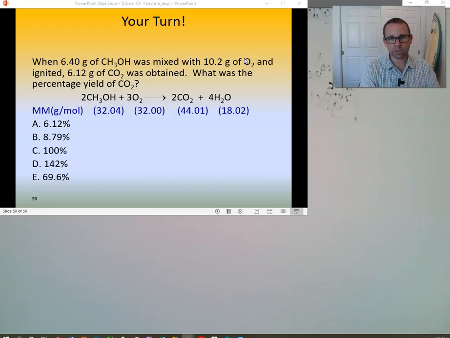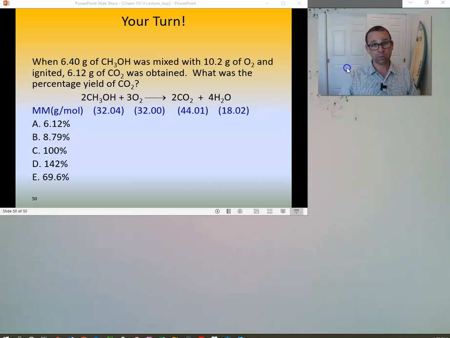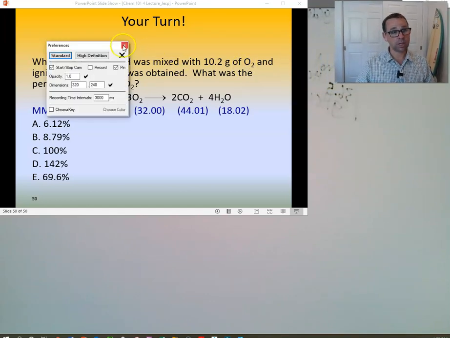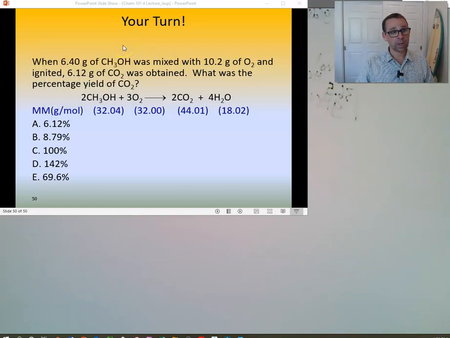Once we have our limiting reagent, we should be able to find out theoretically how much we should get. And then we see that we actually got 6.12 grams. Okay, so go for it. You try it at home, and after you're done trying it, I'll show you how to do it, and then we'll see what the answer is. I'm going to start doing it, okay?